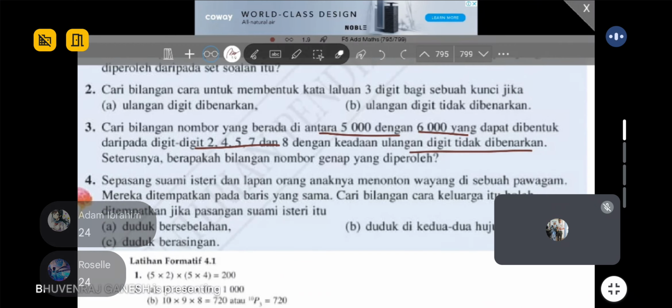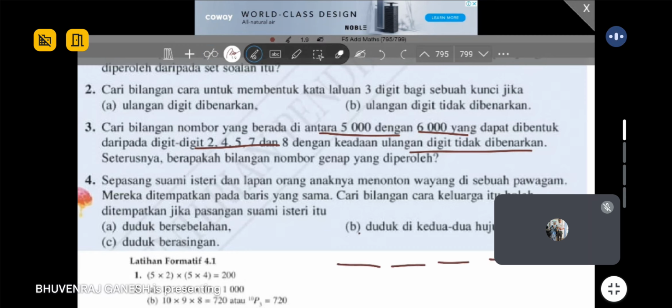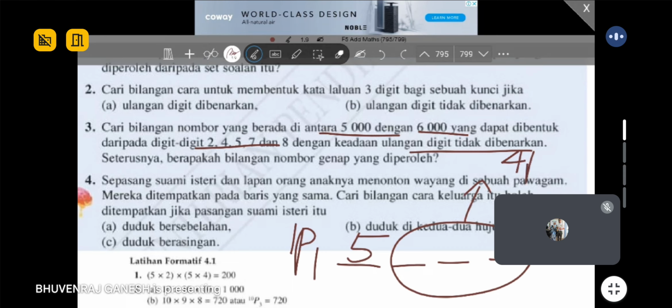24. Very good, correct. Basically 1, 2, 3, 4. 5 must be in front. No other number, because between 5,000 and 6,000, di antara dua-dua nombor ni. So this is 1P1, and then the remaining you will have 4 digits and you pick 3. This one is 4P3. Then you times. So the answer is 24.